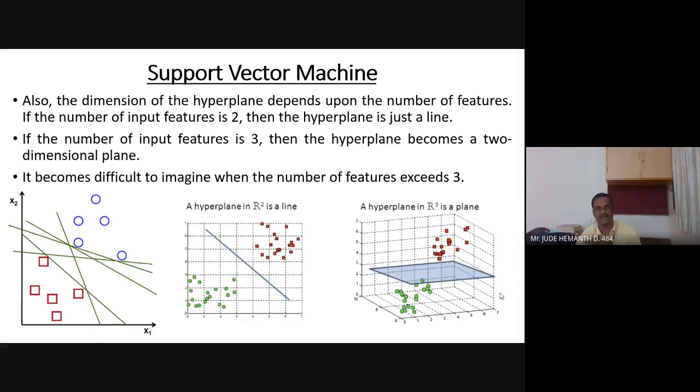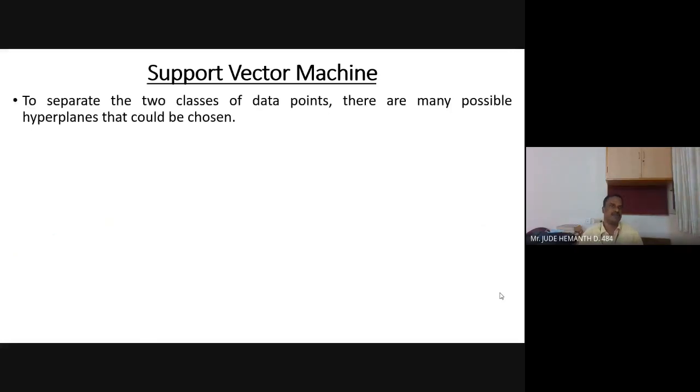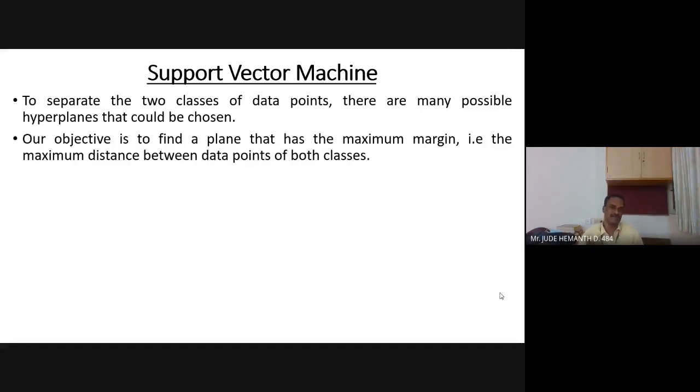So this is an example for a higher dimension hyperplane, which we just saw. To separate the 2 classes of data points, there are many possible hyperplanes that could be chosen. You can even try in your notebook: draw 2 different types of objects, and different lines at different angles can be drawn. Now our objective is to find the plane that has the maximum margin. In our previous decision tree concept, we tried to find out that our line should touch all the data points. That is regression. But here I am going to divide my circles and squares as per our previous diagram. So I want to find the plane that has the maximum margin.